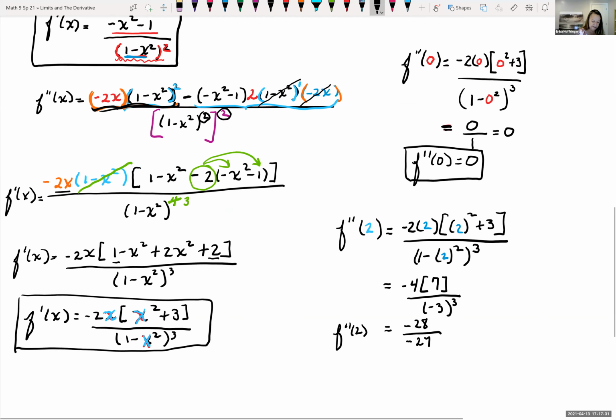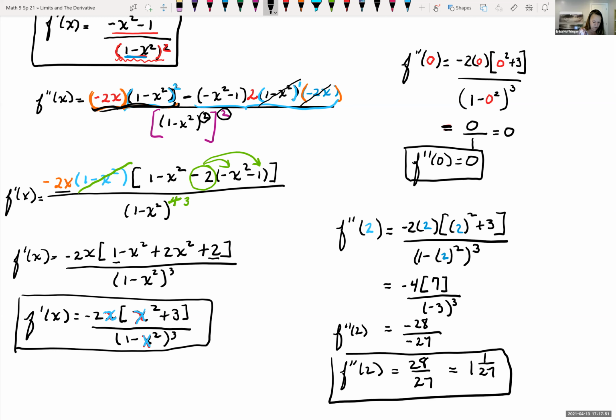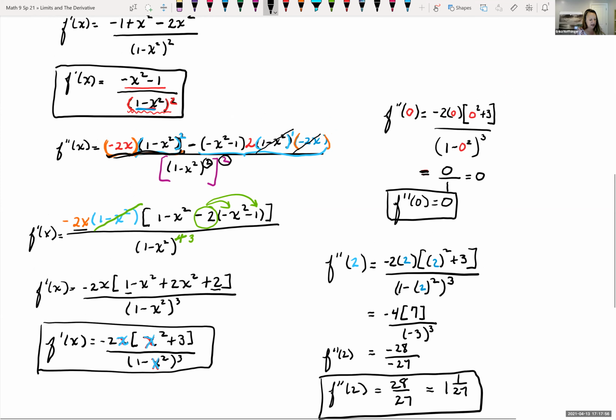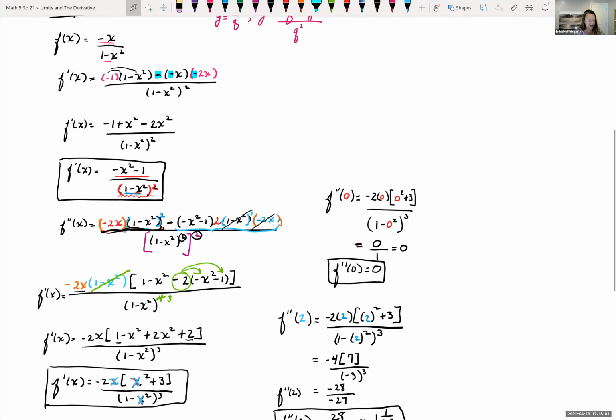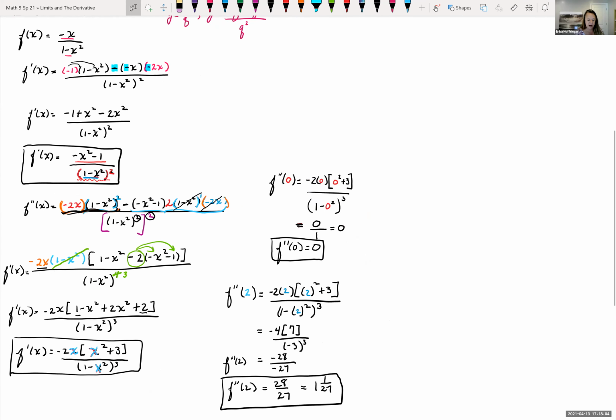So it depends on if they want you to leave this as an improper fraction or write it as a mixed number. But two negatives in division is positive. So this is equal to 28 over 27, or the same thing as 1 and 1/27. So here's a case where we had to take the second derivative, but there was a lot more work than that first one, right? Because we had to use the quotient rule twice. And within the second one, we had to use the chain rule.